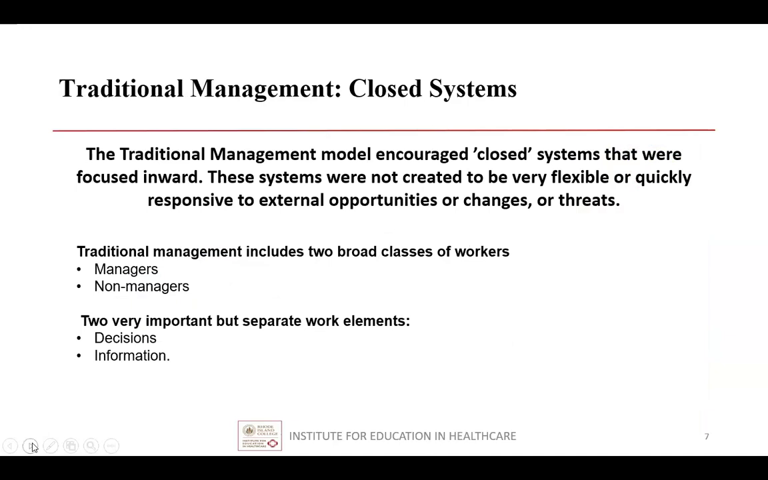Traditional management was often considered a closed system and encouraged a closed system that focused inward. The systems were not created to be flexible or quickly responsive to external opportunities, changes, or threats. Traditional management includes two broad classes of worker. Managers typically manage and control both. They make decisions and they determine who gets information, whereas non-managers are directed by the managers, using both the decisions and the information as key tools of control. Two very important separated work elements included decisions and information.